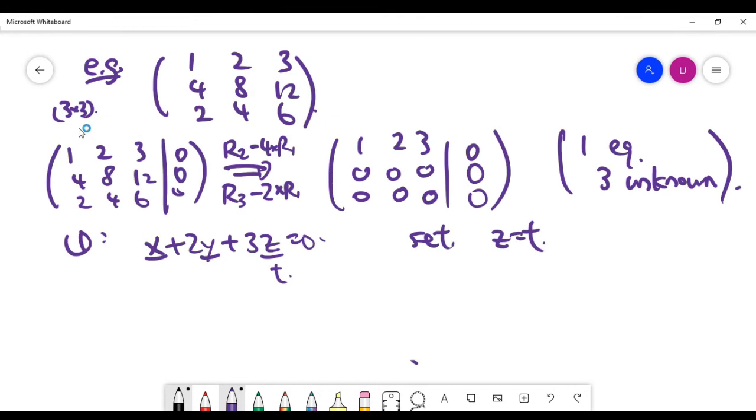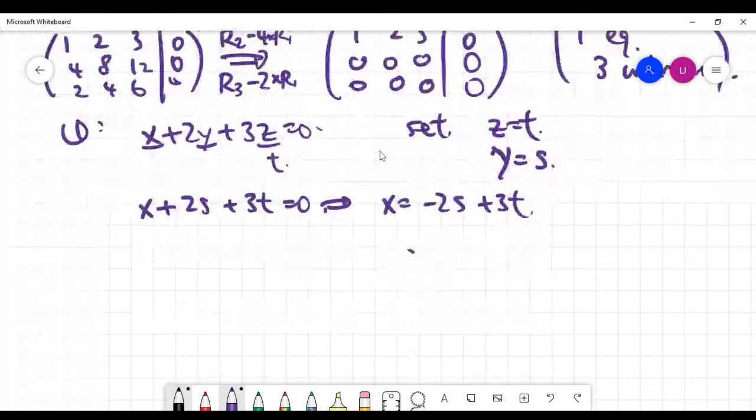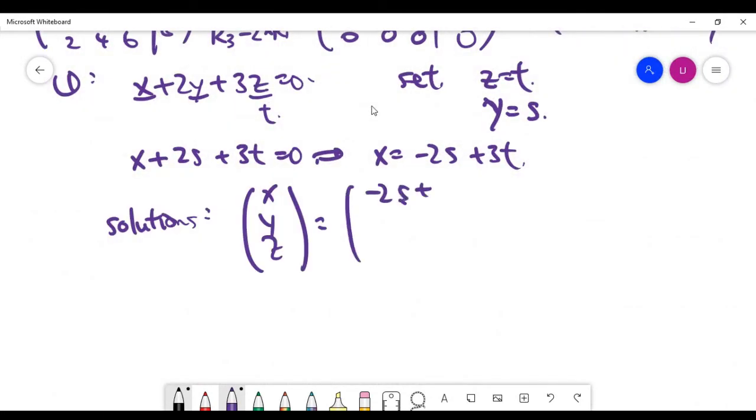So I think we have to use one more parameter to describe the solutions. I can make the second last variable y to be s, and in that case x can be written in terms of s and t, right? So I can make x plus 2s plus 3t to be 0. It means x is basically minus 2s plus 3t. Can you write all the solutions down now? Basically, all the solutions can be written this way. You see, s and t are free variables.